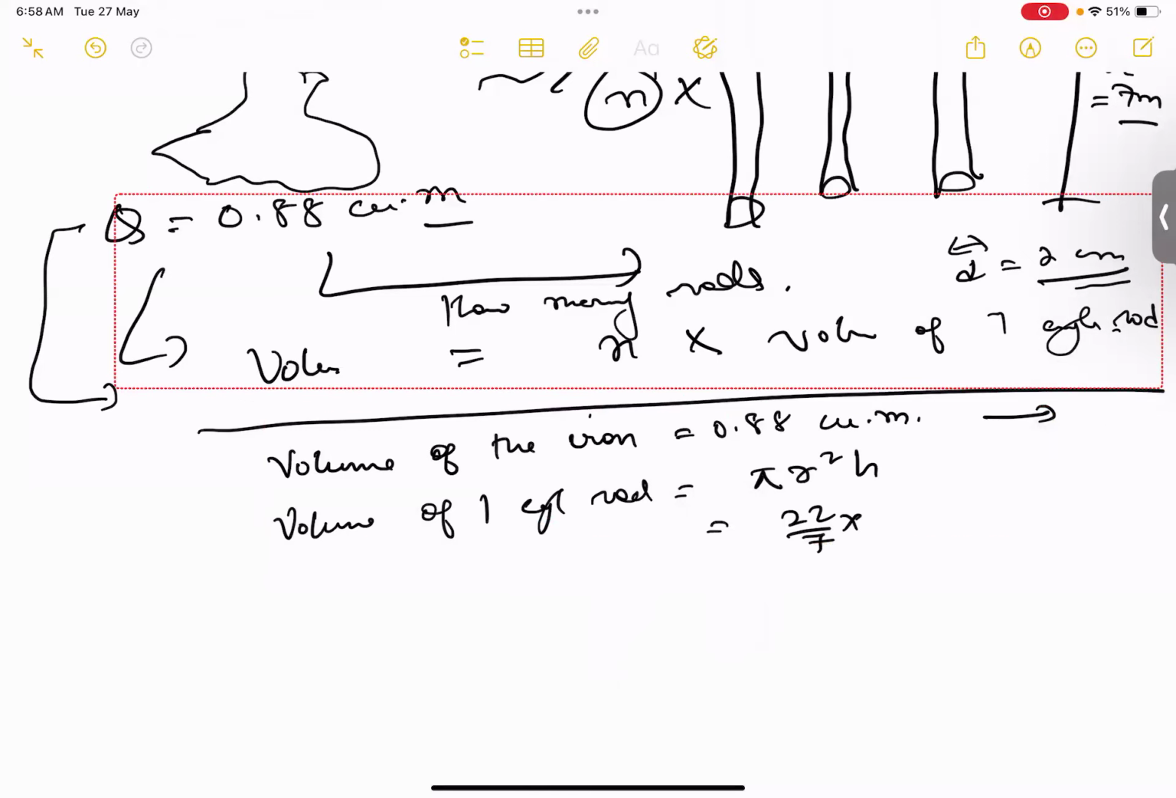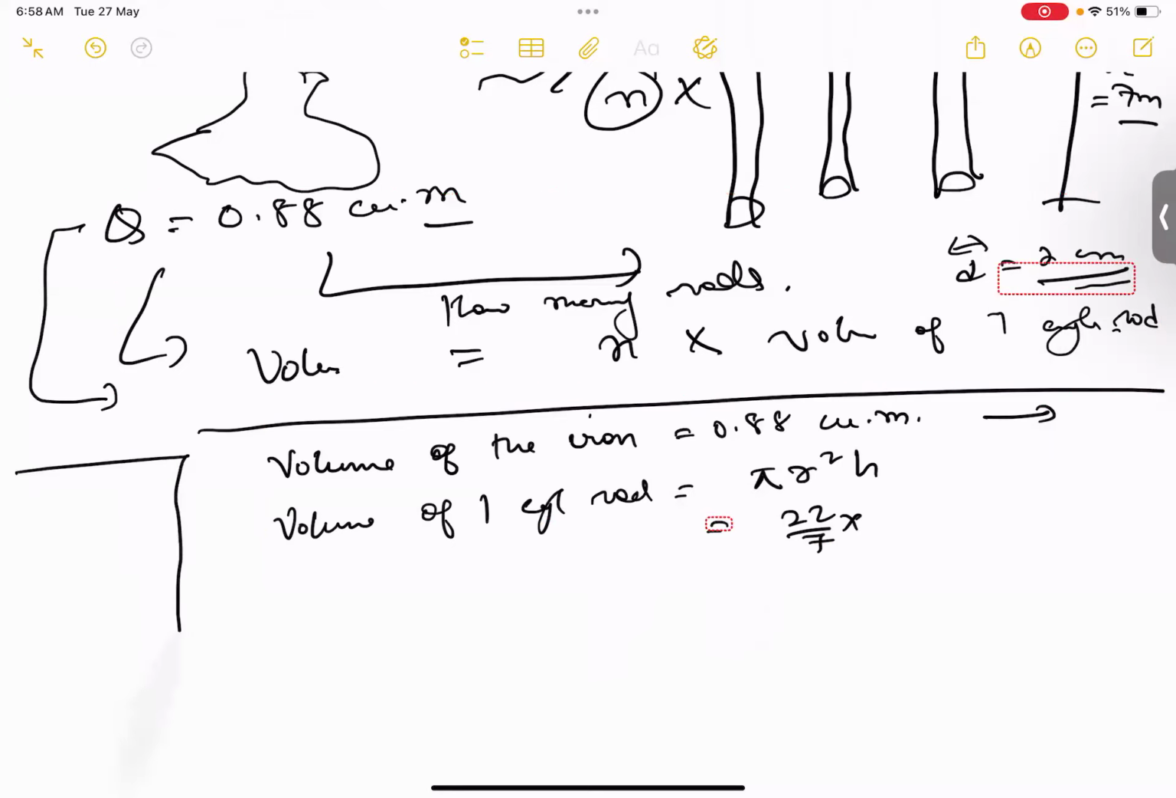So diameter is 2 centimeter. But before we do that, let's just convert it into meter, okay? Diameter is equal to 2 centimeter, which is equal to 2 by 100 meter, right? And radius will be half of this, right? Again, it will be 2 by 100 into 1 by 2 meter. So it will be 1 by 100 meter.